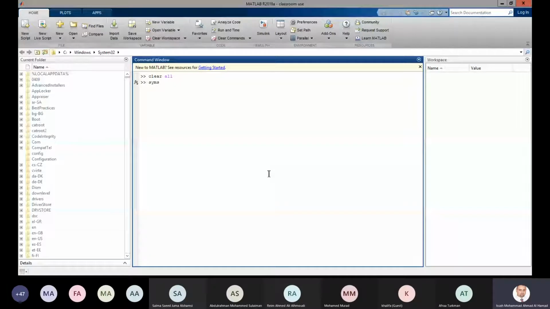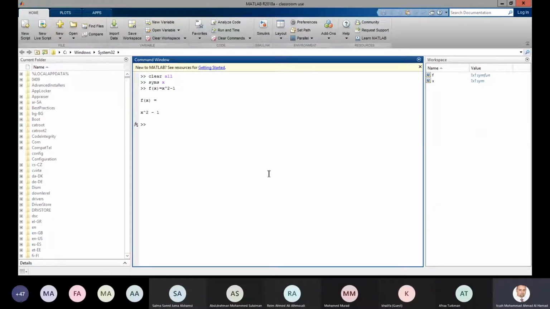So let's start by making the variable x symbolic. If you type syms x, MATLAB will directly understand that you need to write a function with respect to x. So first of all, you can start by typing syms x. Then you can type, for example, the function f(x) = x^2 - 1.